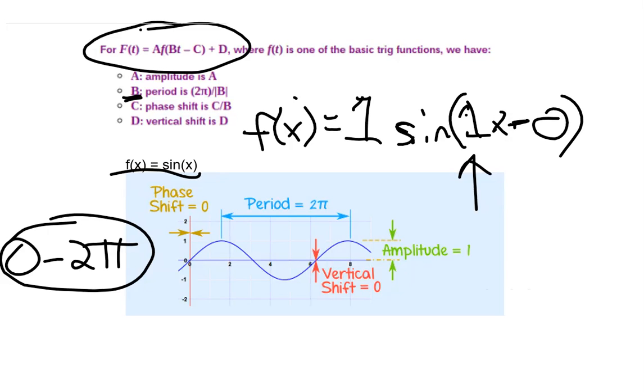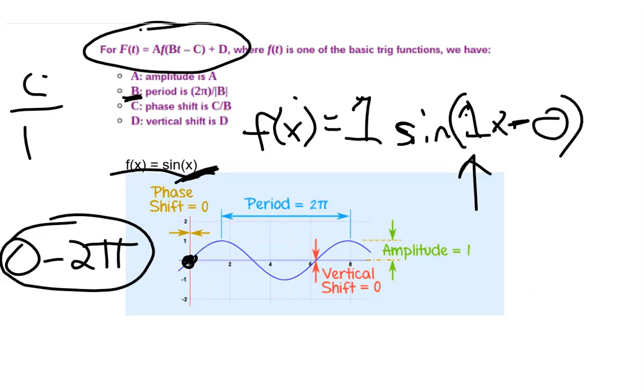We're just talking about sine. There is no phase shift, so that means our sine is going to start at 0, 0. Since there is no phase shift, we don't have to worry about C over B, but we will see an example.